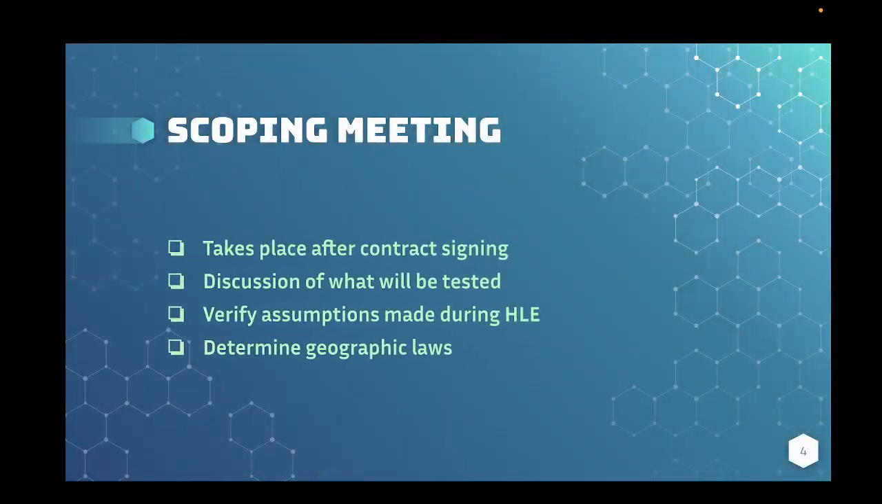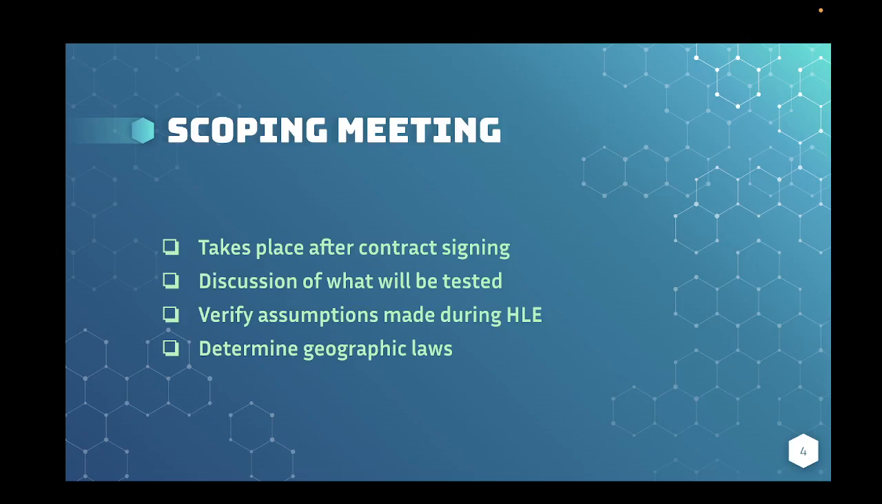Then the scoping meeting basically takes place after the contract signing. The scope is already defined at this point. So now we are scoping in on that. This takes place after the contract is signed, again. So this means that there's already a rough estimation of what we want to test. And in here, we're going to discuss what we want to test. We're going to see if what we've assumed during our estimations is correct here. And we're also going to determine if there are any geographic laws that we have to take into account.